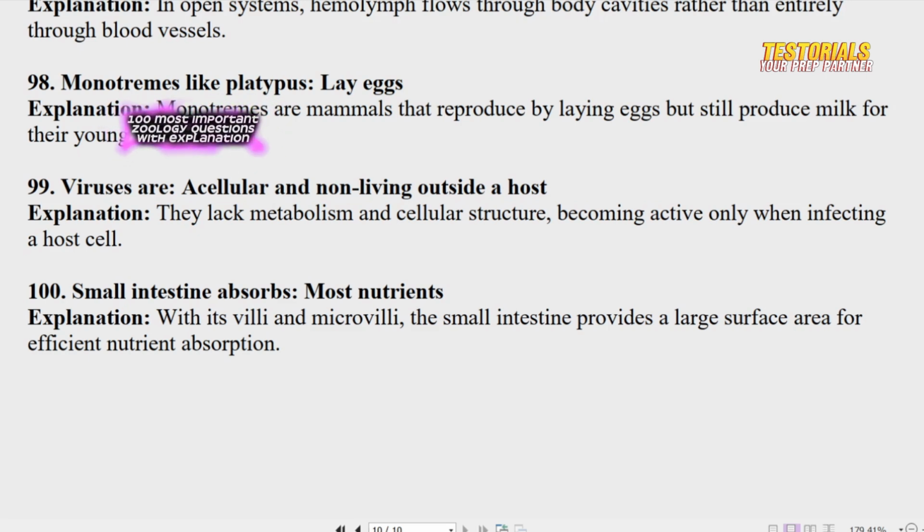100. Small intestine absorbs most nutrients. Explanation: With its villi and microvilli, the small intestine provides a large surface area for efficient nutrient absorption.